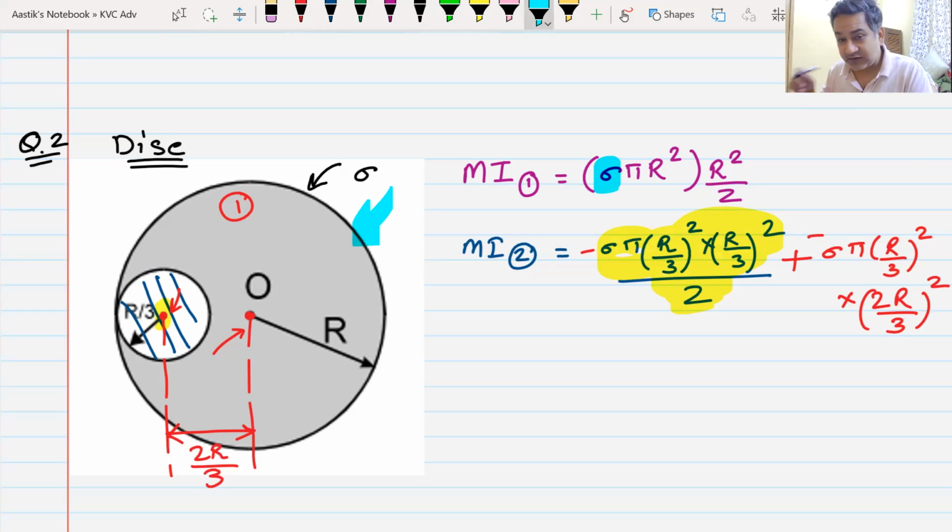Sometimes they will give you the mass of the remaining disk. You don't have to use sigma, or in that case, sigma will become m divided by pi r square. In most of the cases, I've seen questions where they give you the mass of the original disk. Then sigma into pi r square becomes the mass of the original disk, and you can find the mass of the remaining portion. It is r by 3, so it will be m by 9. Do we understand this? Yes, sir. So that way the question looks a lot simpler than this one.